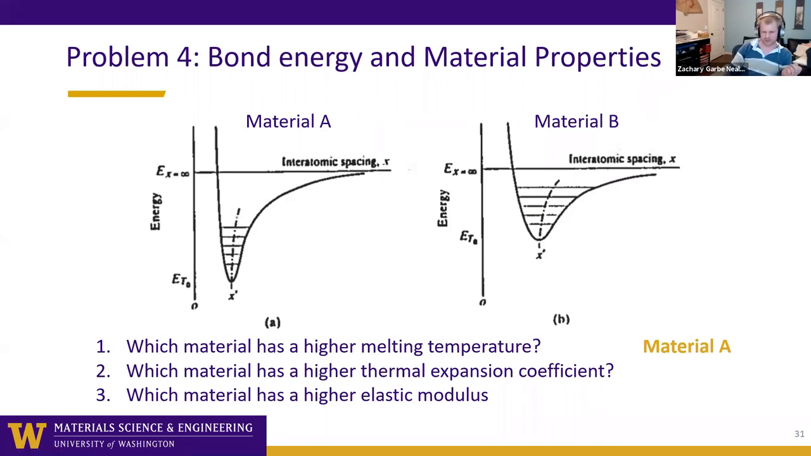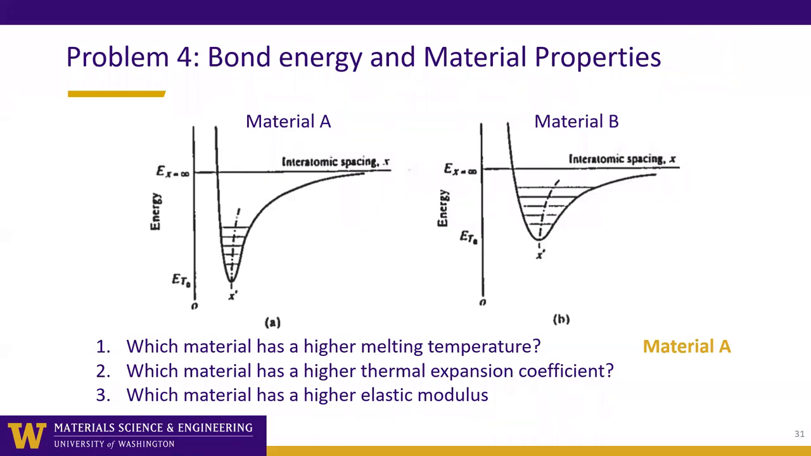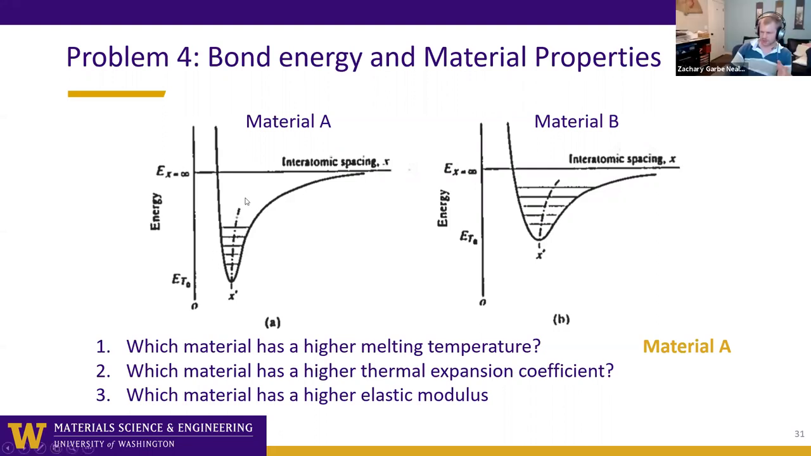Does anyone want to speak up or write in chat? Is it because A can absorb energy, the well is deeper, so A can take in more energy before it breaks apart? Right, it takes more energy before the atomic spacing breaks its crystal structure. The definition of melting temperature is going from a solid to a liquid, but also, we have this crystalline structure where the atoms are arranged in a certain way, and then they gain enough energy to go from crystalline to amorphous, like in a liquid. They lose that coordination with their neighbors. So having a steeper well gives a higher melting temperature.